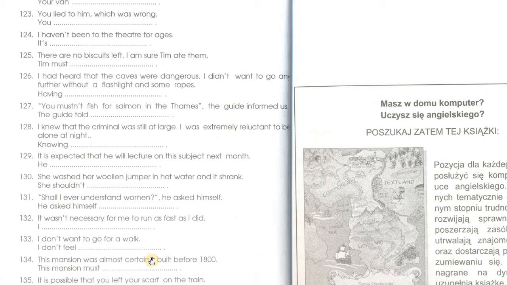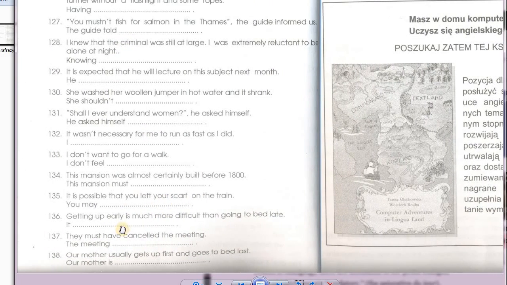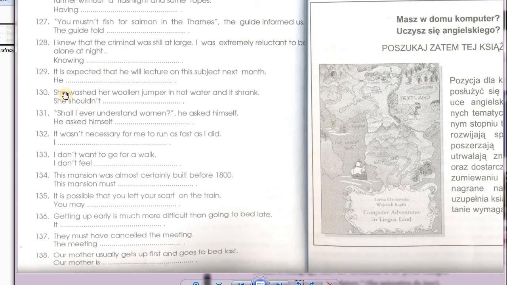134. This mansion was almost certainly built before 1800. Okay, if something is very certain and we are referring to a very certain thing, we are just going to say this mansion must have been built before 1800. Okay, let's resize the screen now. Okay, where are we? This mansion. Okay, there you go.